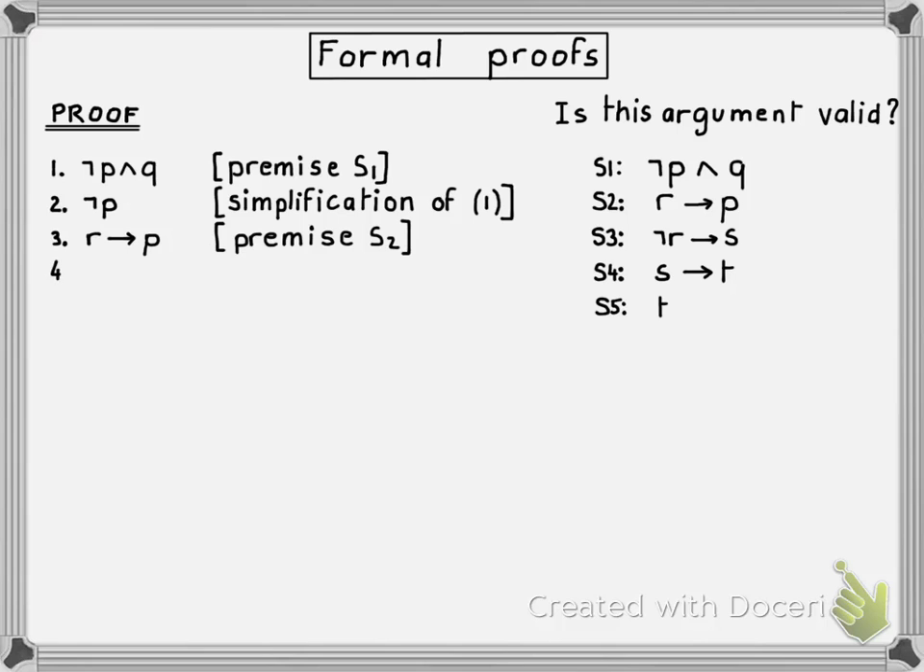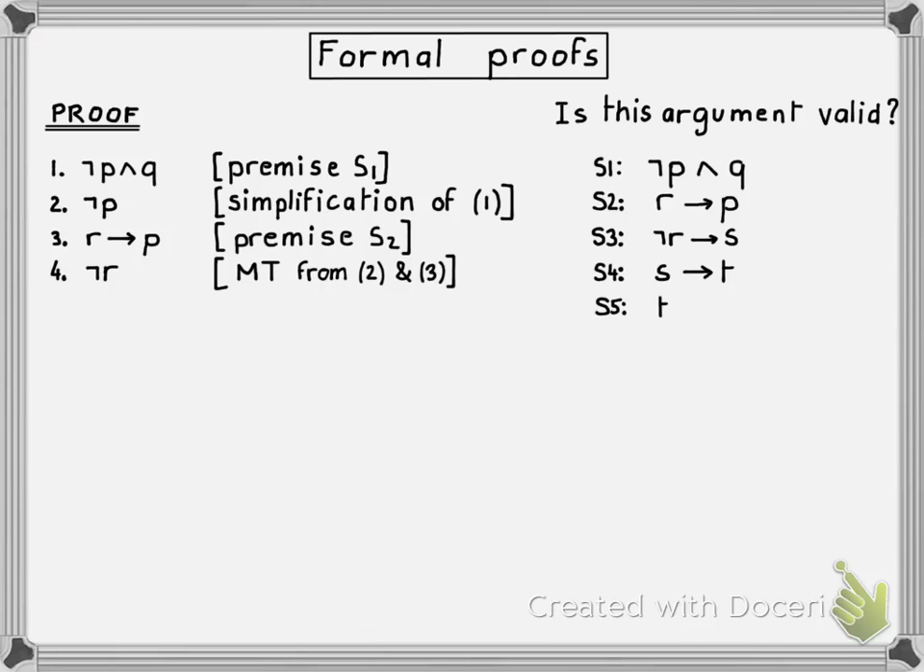So let's do that on the next line, the fourth line, and that allows us to infer not R. Now don't forget to justify every inference, every line in your proof, and the justification here is the application of the inference rule called modus tollens, or MT for short, which has two premises. Don't forget to specify those. We applied that rule to lines 2 and 3 in the proof, these two. And that concludes step 4 in our proof.